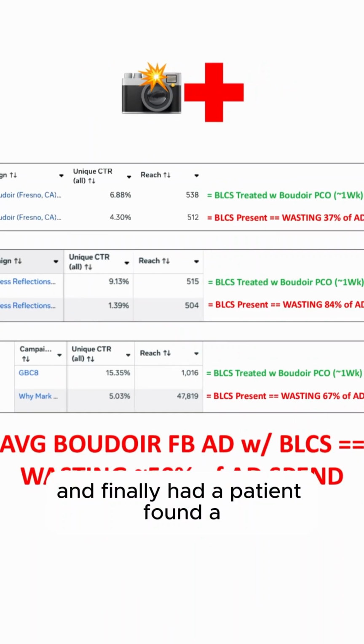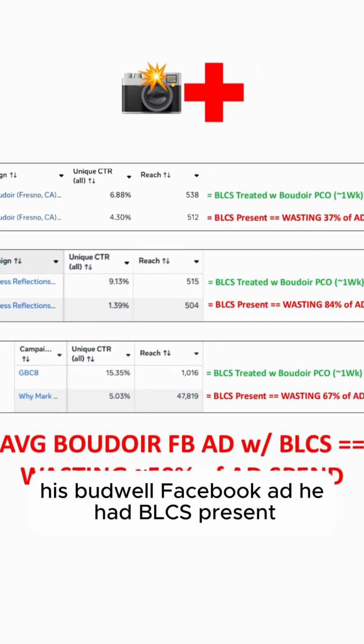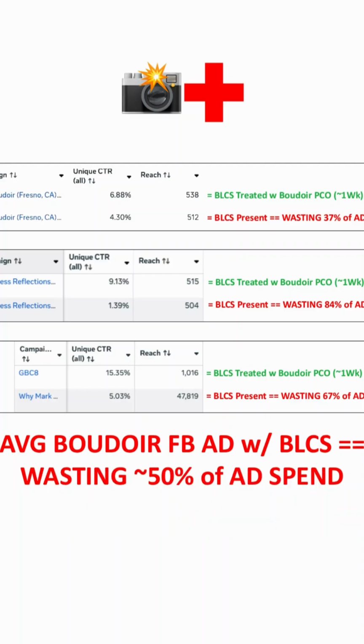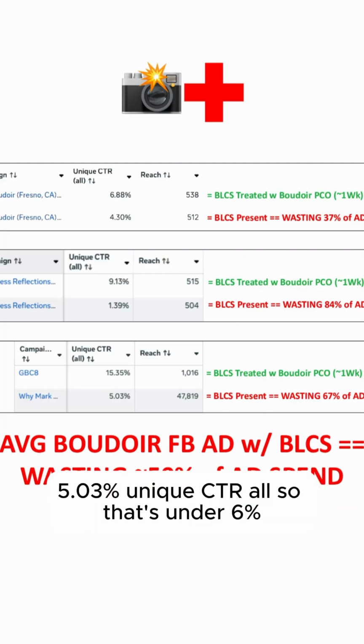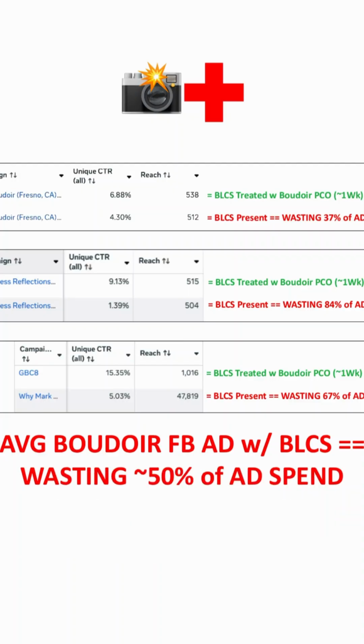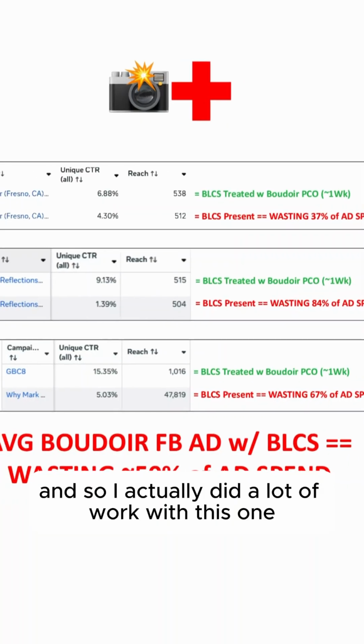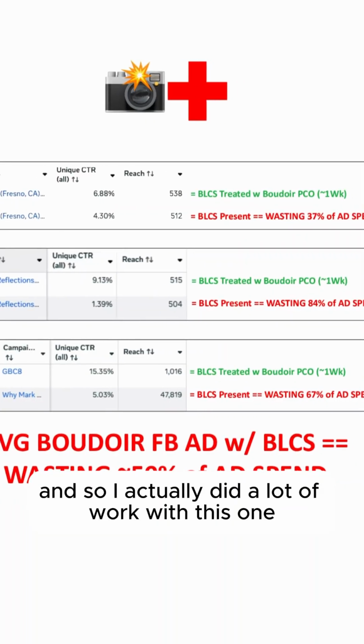And finally, I had a patient, found out his Boudoir Facebook ad had BLCS present, 5.03% unique CTR, so that's under 6%. That's Boudoir low click syndrome. And so I actually did a lot of work with this one.